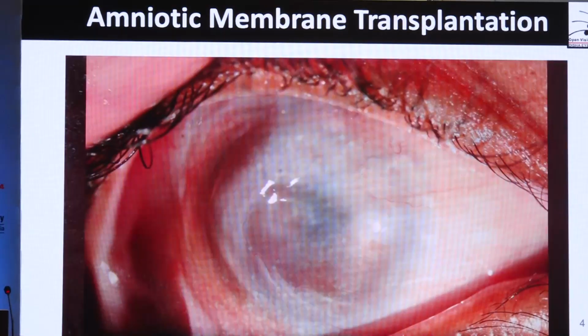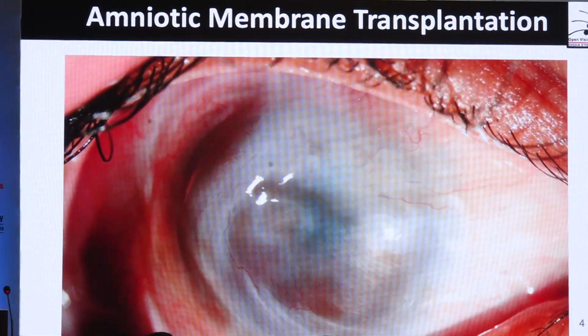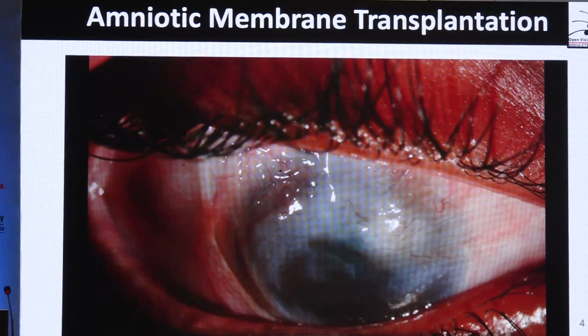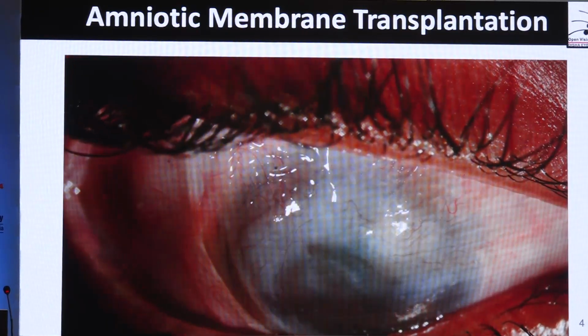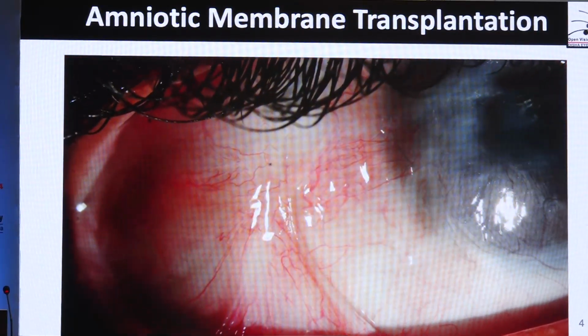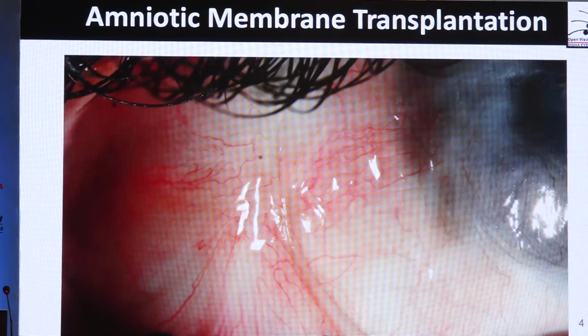So this is the picture after 6 months. There is no symblepharon or anything like that, and there are no abduction or elevation defects, no ocular restrictions, anything like that.